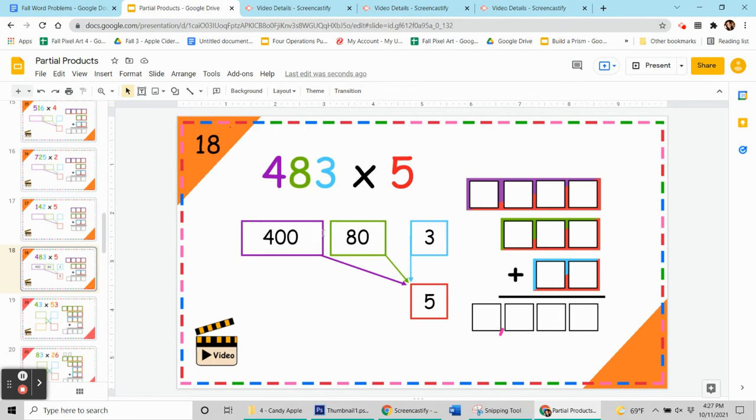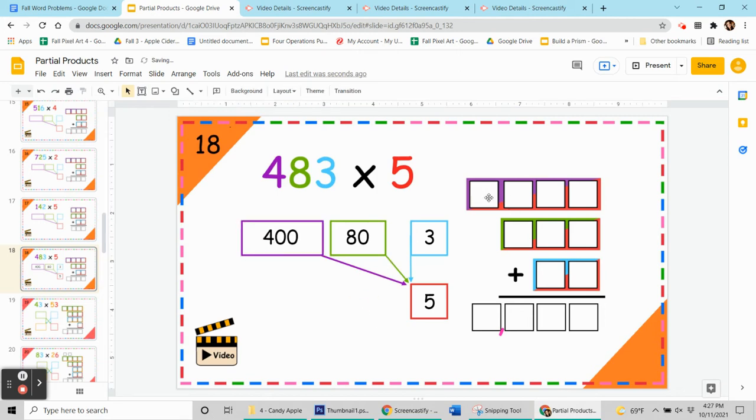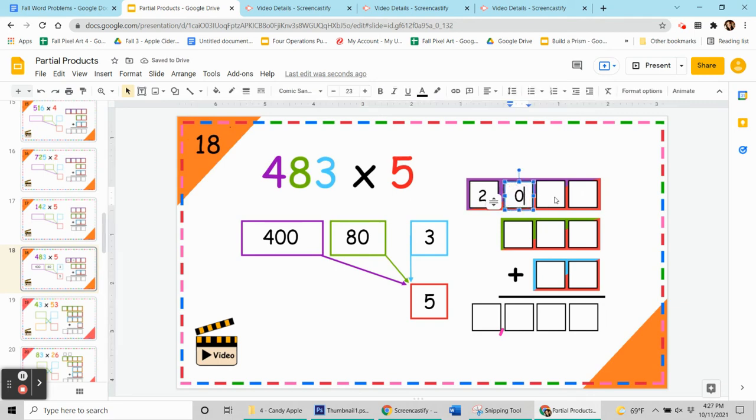400 times 5. As always, when there are zeros, you need to just ignore them. Do 4 times 5, and then put the zeros back in. There we go. So 4 times 5 is 20. And then we'll put those 2 zeros back in. So 400 times 5 is 2,000.